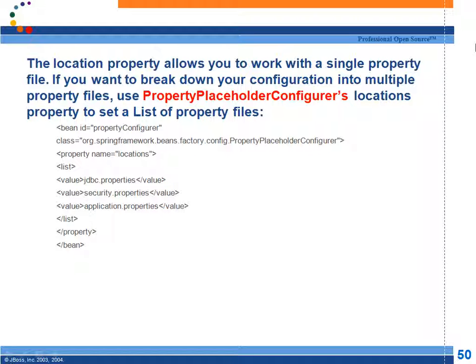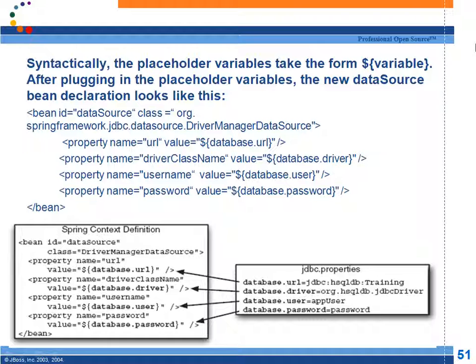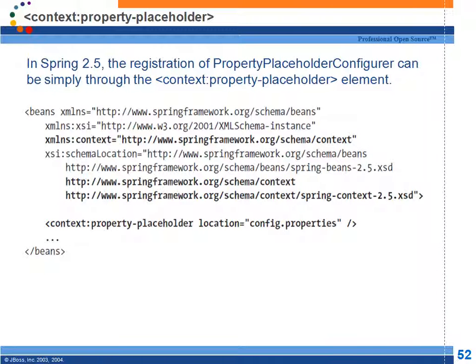Then there is a shortcut. You can use context colon property placeholder, and you can specify the location. Instead of writing that whole big property placeholder configurer, you can just simply use context colon property placeholder like this. This is the shortcut.